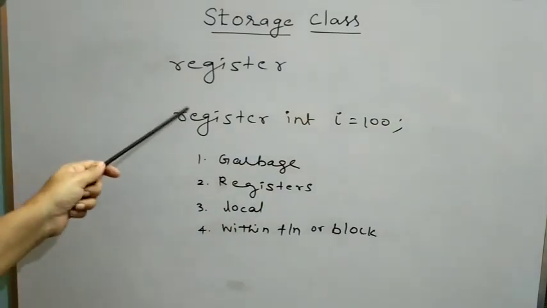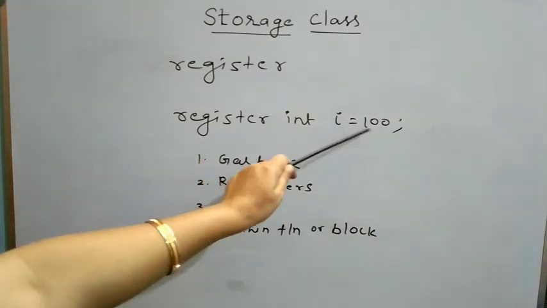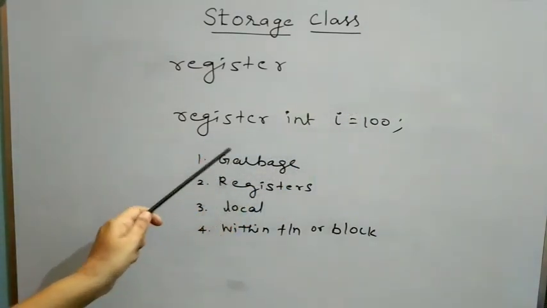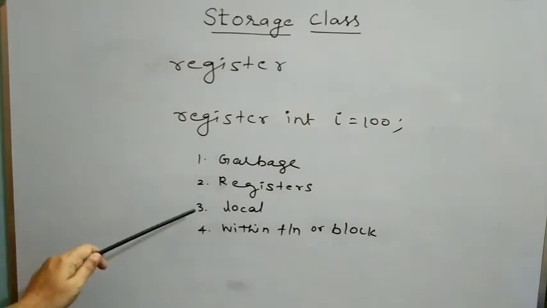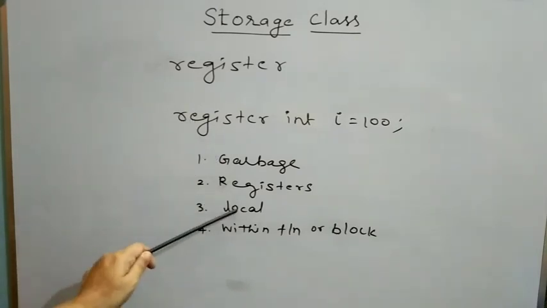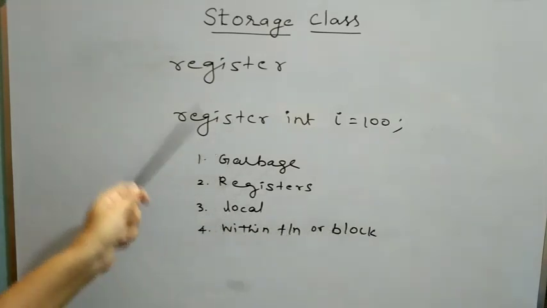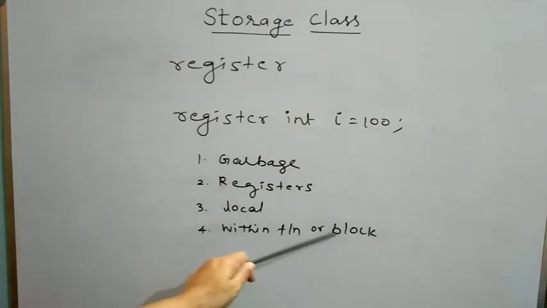If the variable is not initialized with a value, the initial value will be garbage, that is, undefined. The scope of the register variable is local. We can access the variable within the function or block where it has been defined. In that particular block or function, we can access the variable.